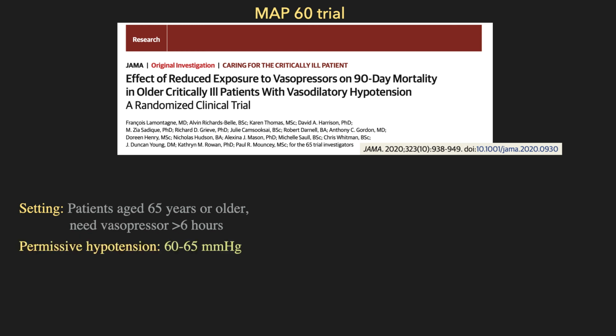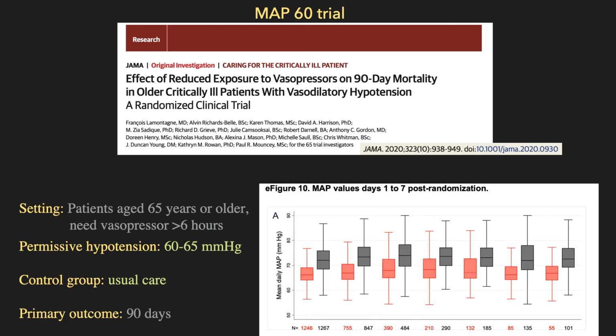In the permissive hypotension group, they kept a MAP goal of 60 to 65, and for the control group, they just used usual care at physician discretion. They didn't have a set MAP goal. The primary outcome is 90-day mortality. As you can see in the trial, there is a separation of the two groups in terms of the MAP that the patients had.